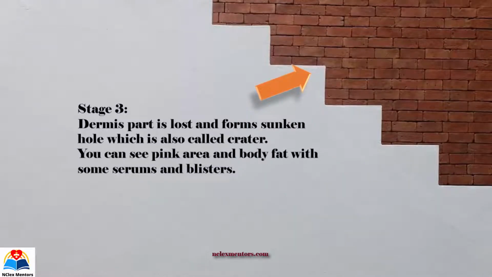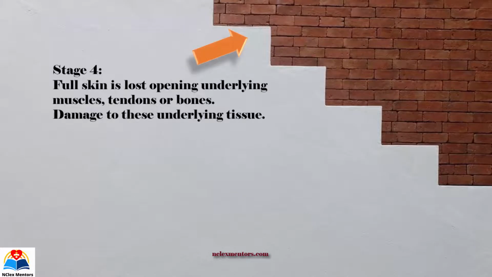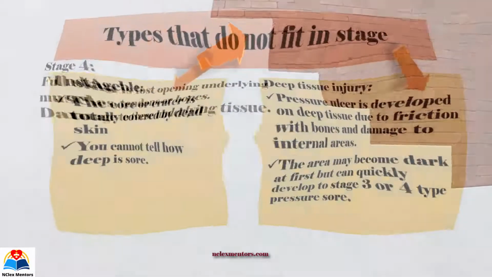In stage 3, dermis part is lost and forms a sunken hole which is also called crater. You can see pink area and body fat with some serums and blisters. In stage 4, full skin is lost and there is opening of underlying muscles, tendons, or bones. There could be damage to these underlying tissue too in this condition, so this is a very serious situation.